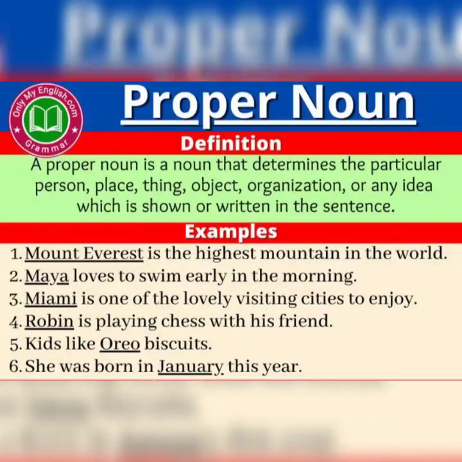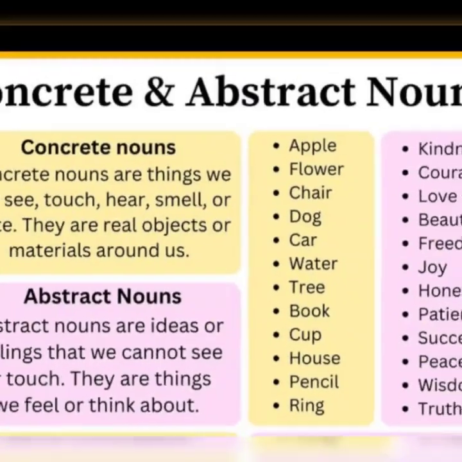A proper noun is a noun that names a particular person, place, thing, object, organization, or any idea which is shown or written in the sentence. For example, Maya loves to swim early in the morning.